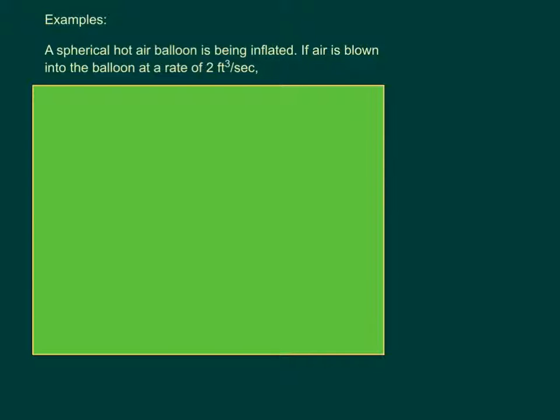Okay, one more example, and I'll help you set this one up, but I want you to do it on your own, because this video is already getting quite lengthy. We've got a spherical hot air balloon. It's being inflated. And if air is blown into the balloon at a rate of 2 cubic feet per second. Okay, so this is our change, this is our rate. In this case, the change is to the volume. We know it's volume because it's in cubic feet. With respect to time is 2.